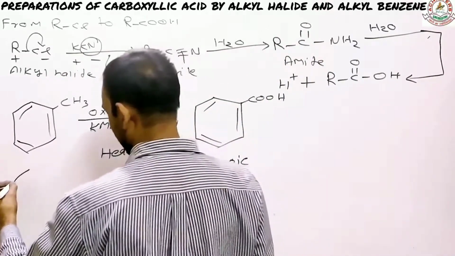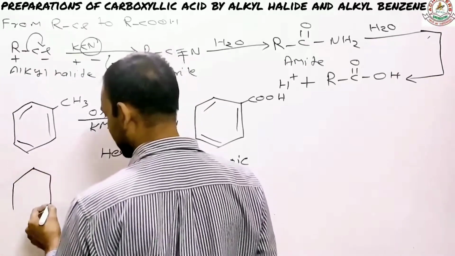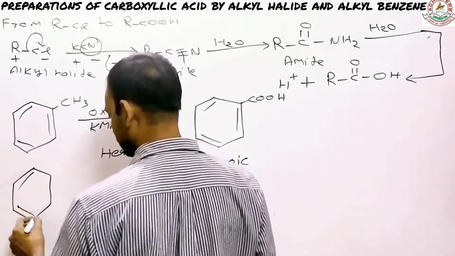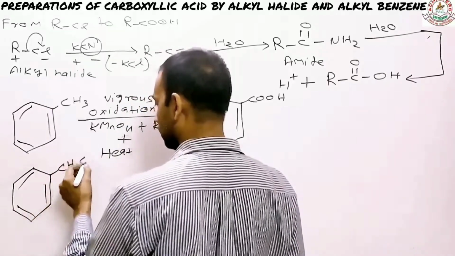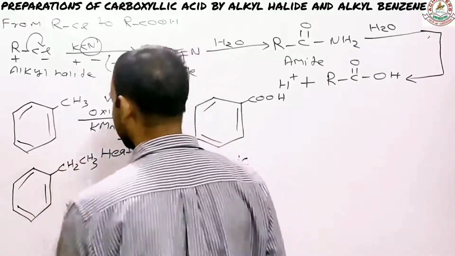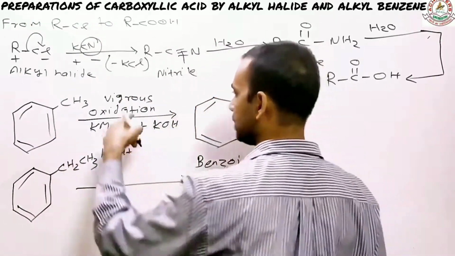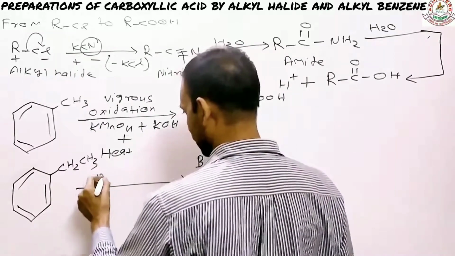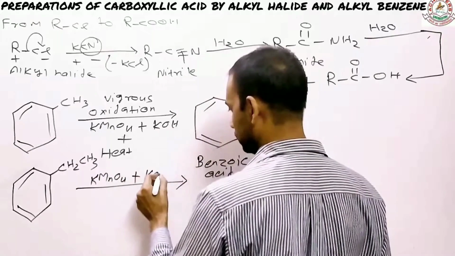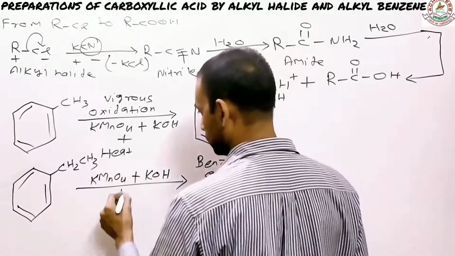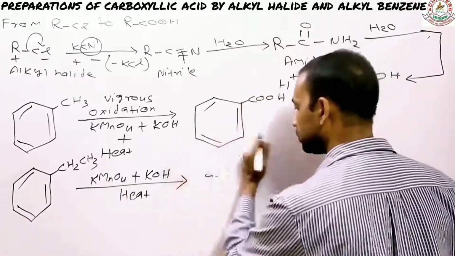So what I'm doing, I'm taking another alkyl benzene here, but this time it's going to be slightly different. Suppose I'm taking not just one carbon, but more carbon. So it's ethyl here. There it was methyl, now it's ethyl. You have to use again the very same condition: a strong oxidizing agent along with basic condition, and you also need to heat the system.